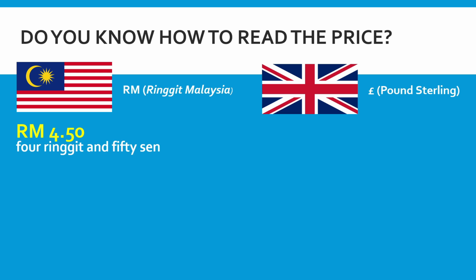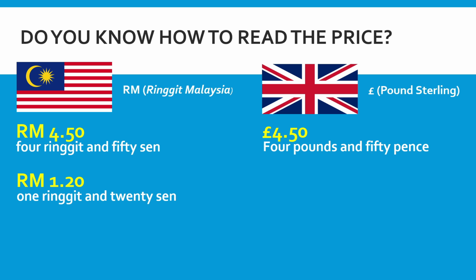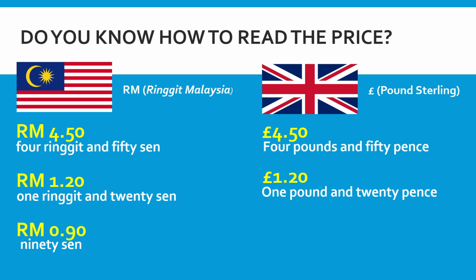In Malaysia, you say RM4.50 as 4 ringgit and 50 cent. But in UK, £4.50 you say it as 4 pounds and 50 pence. For 1 ringgit and 20 cent in Malaysia, in UK you will say it as 1 pound and 20 pence. And for 90 cent in Malaysia, you will say it as 90 pence in UK. Bear in mind that even though the numbers are the same, the values are not the same.